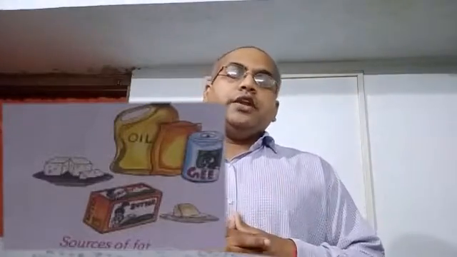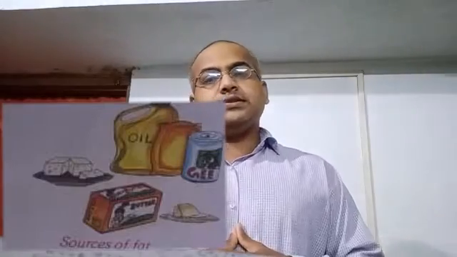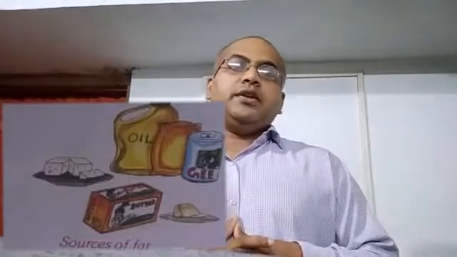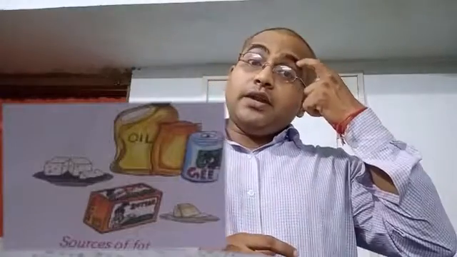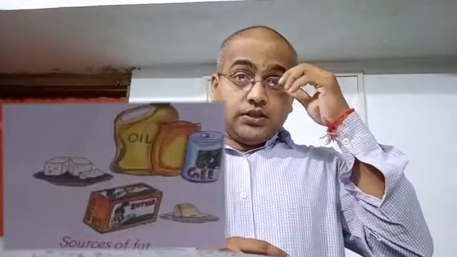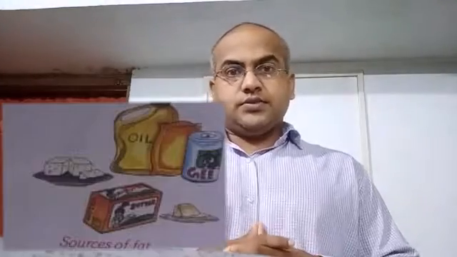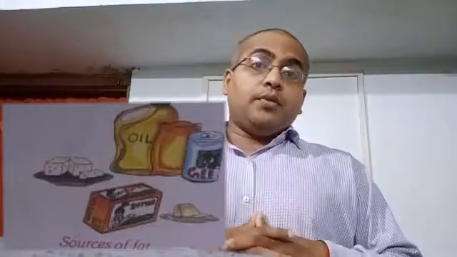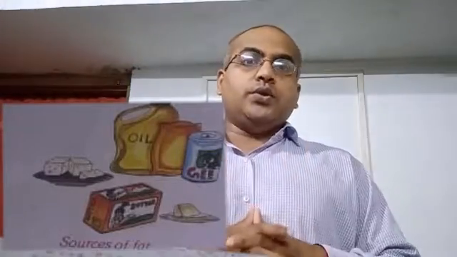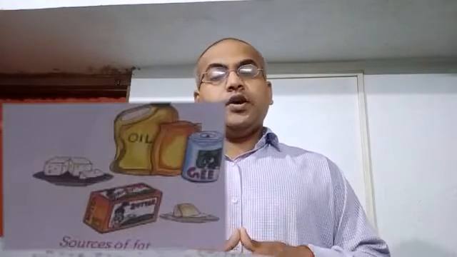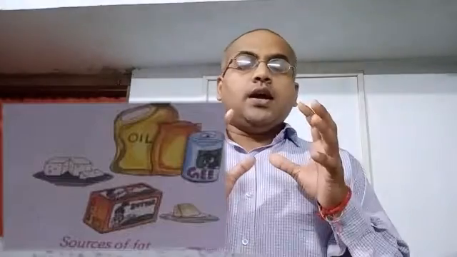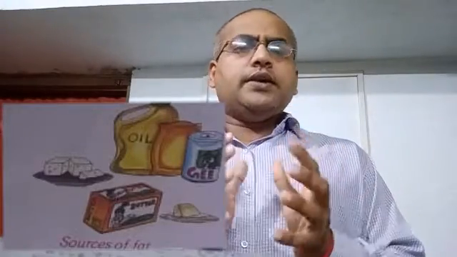Different types of green vegetables, fruits, and milk are sources of vitamin A. Carrot is a very important source of vitamin A, and vitamin A helps us to maintain proper eyesight. Means if you have proper vitamin A in your body, your eyesight is good. And if you lack vitamin A, then night blindness will be caused, or you are not able to see things properly in dim light, or where the amount of light is very less.